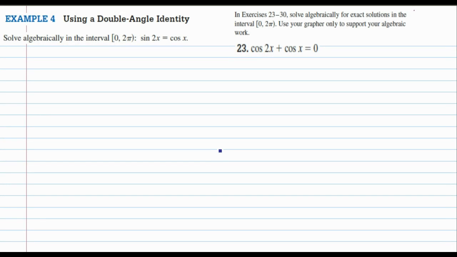This is the screencast for section 5.4, example 4. We're going to use double angle identities to solve algebraically some trig equations.